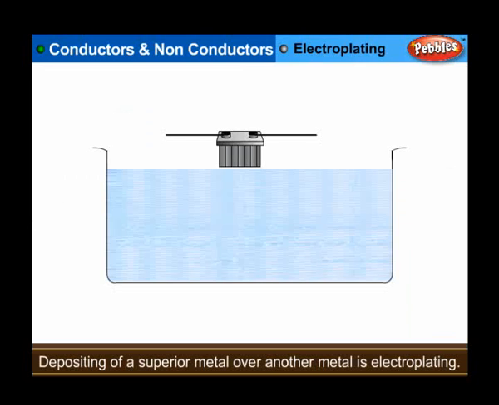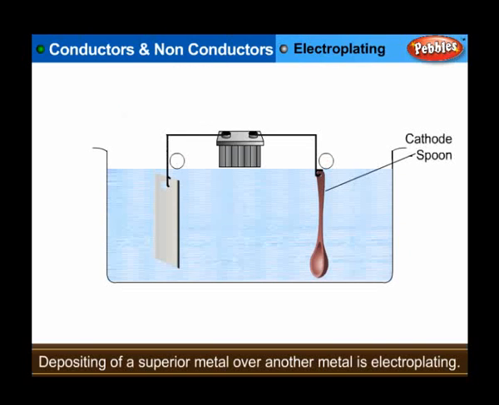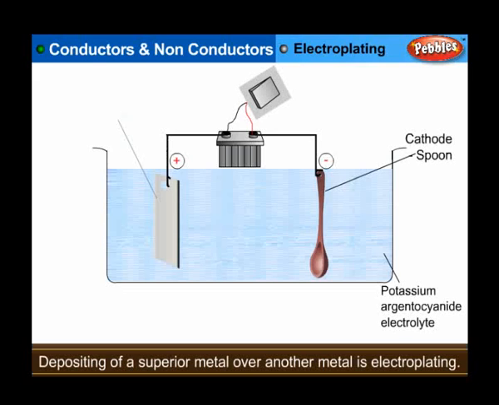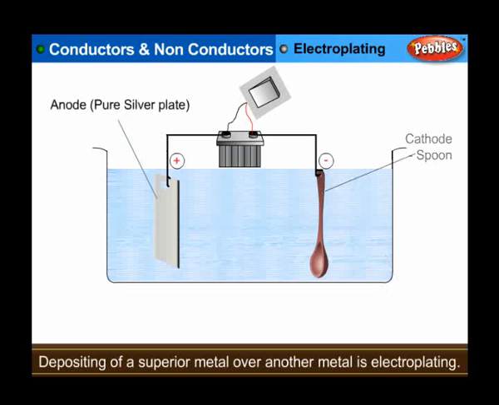For example, in the silvering of a copper spoon, the anode is made of silver, with the spoon acting as cathode. The electrolytic bath is a solution of potassium argentocyanide. Under the influence of current, silver from the electrolyte gets deposited on the article, the spoon, and an equal amount of silver metal dissolves from the anode into the bath.